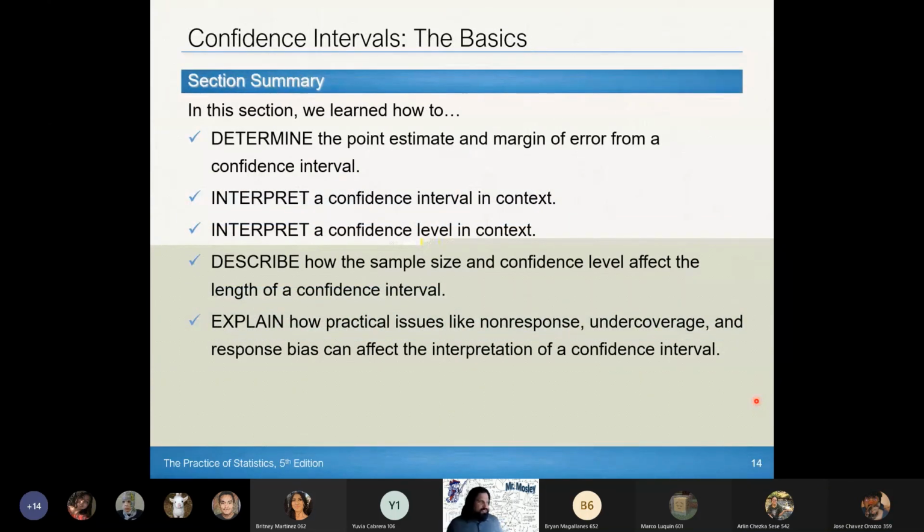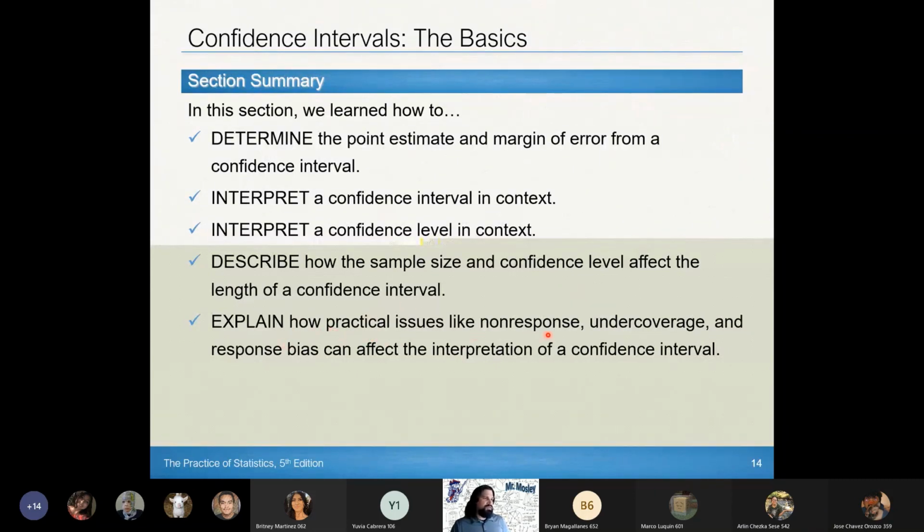And that brings us to the end of the lesson for today. As far as our presentation is concerned, we can begin to understand how to determine the point estimate and margin of error from a confidence interval. We can figure out how to interpret a confidence interval and confidence level in context. We can describe how the sample size and confidence level affect the length of a confidence interval: larger sample size, smaller confidence interval; larger confidence level, larger confidence interval.